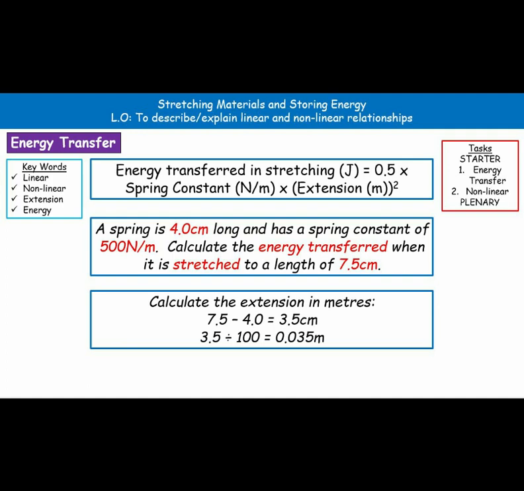But that's not where this bit ends because remember our extension is in meters. So what we need to do is convert those centimeters into meters. And hopefully we remember that in order to do that we divide by 100 because there are 100 centimeters in 1 meter. So 3.5 divided by 100 gives us 0.035 meters.